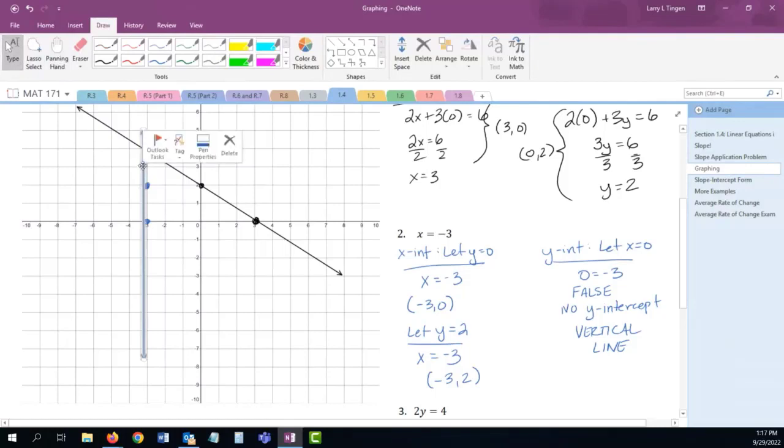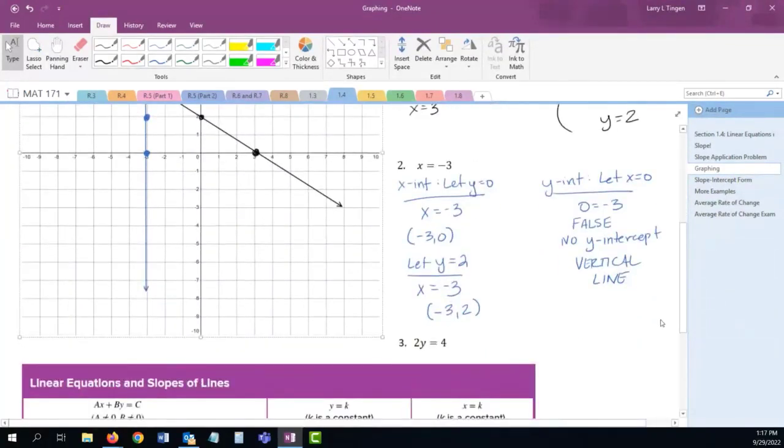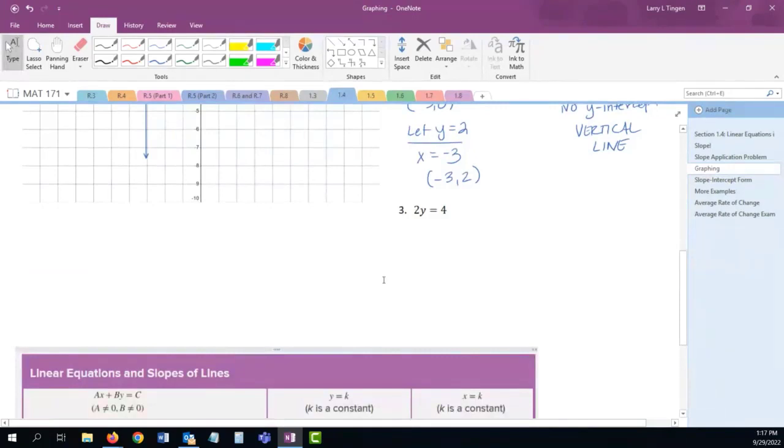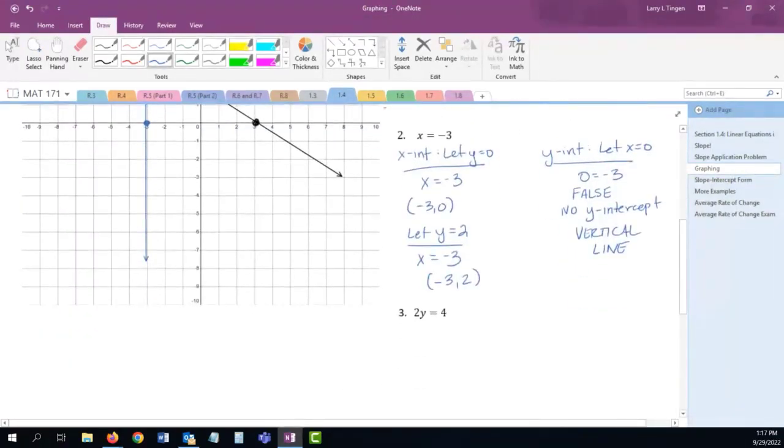And of course, it's not going to land directly on it, but you get the idea. All right, so there's that line. The last one is the other side of the coin: 2y equals 4. You are allowed to manipulate this. Solve it for y, solve it for x, however you want to, or you can just leave it alone too.